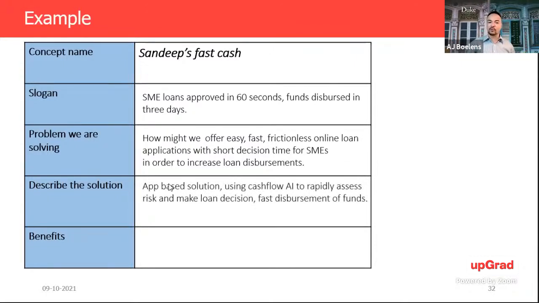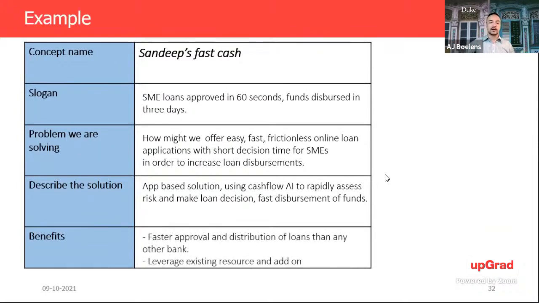So describe the solution. Well, this would be an app-based solution. It would be using cash flow AI, so we can analyze Sandeep's cash flow, rapidly assess risk and make a loan decision. And if we can do that very quickly using AI, we can disburse the cash. What are the benefits of doing this? Well, for Sandeep, he'd have a faster approval and distribution of loans than any other bank, and we can leverage our existing information and data, and add on to it. So here's just an example of one concept. And then we have another concept.